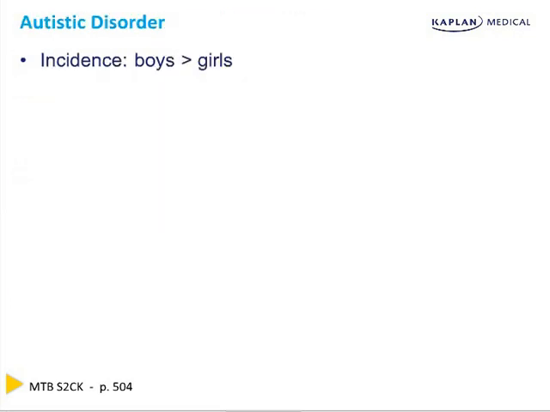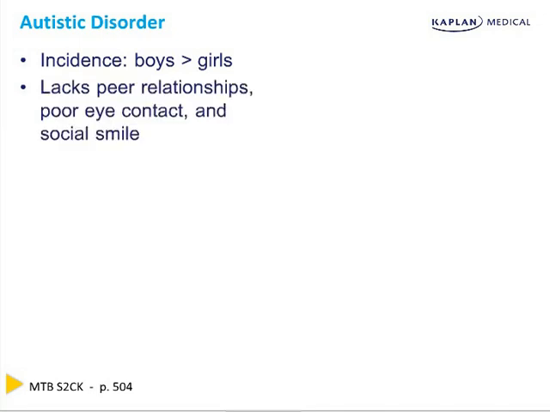So we'll start off with a very high yield topic. Autistic disorder has a greater incidence in boys than girls. Here are the key points. They're going to lack peer relationships, and that includes maternal and paternal relationships. Mom and dad will bring them to clinic, and mom and dad will report that the child doesn't bond with them, that the child doesn't hug them. There'll be poor eye contact, so the clinician will note that during the exam, the child doesn't make eye contact, and that social smile that's really important when a child's 1, 2, or 3 years old isn't going to be there. The speech is going to be absent or bizarre.